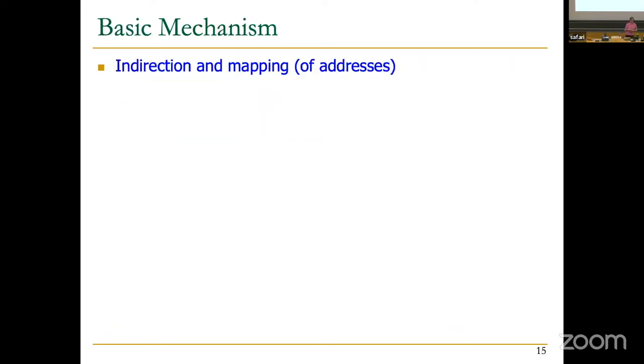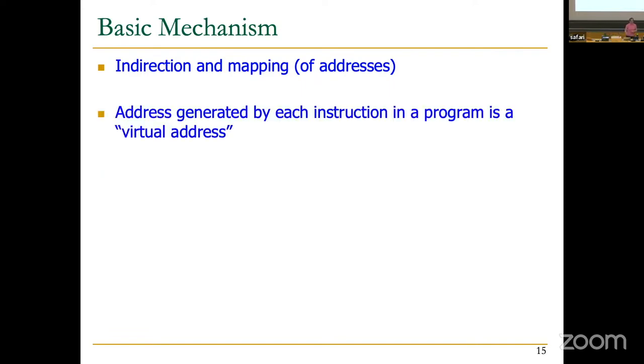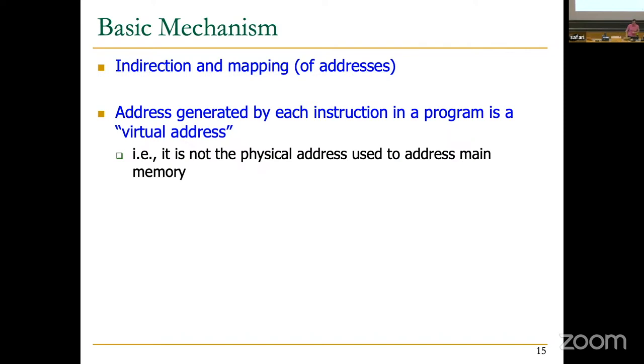Okay, so let's talk about the basic mechanism. The basic mechanism is very simple, indirection and mapping of addresses. Essentially, the address generated by each instruction in a program is a virtual address. It's not directly specifying any physical entity, basically. It's a virtual address. You can think of it as a name, right? It's a namespace. It's a virtual namespace. Basically, it's definitely not the physical address used to address main memory. It's going to be translated to the physical address that's going to be used to access main memory.